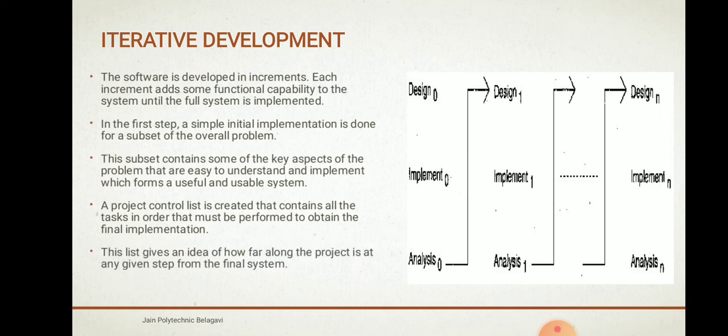Now this list gives an idea of how far along the project is at any given step from the final system. So based on that list, we'll identify how many steps are needed to get the final system.